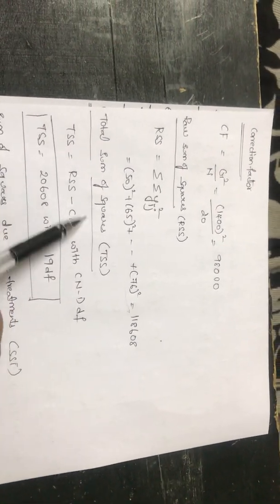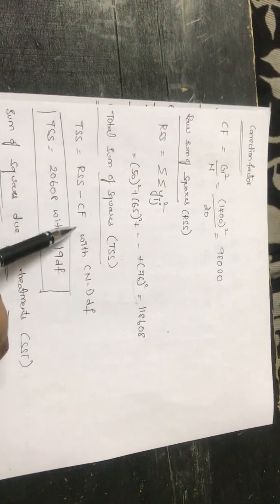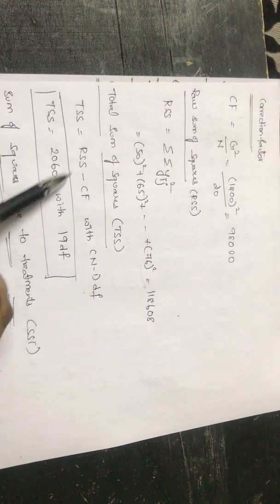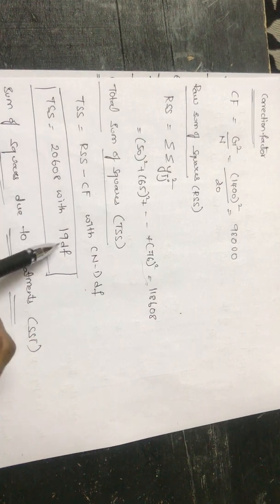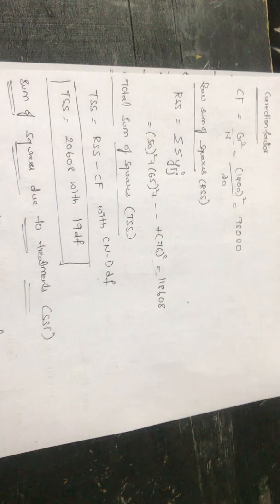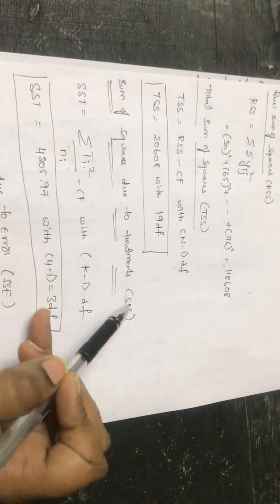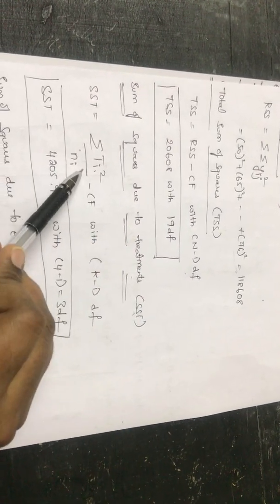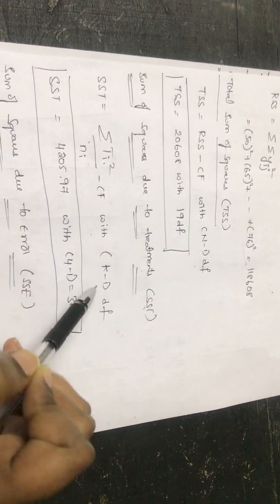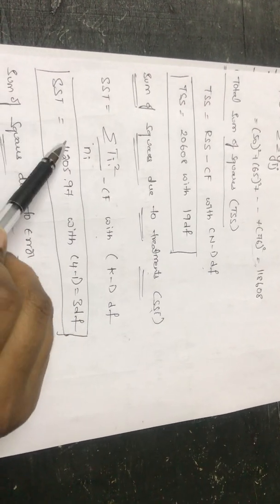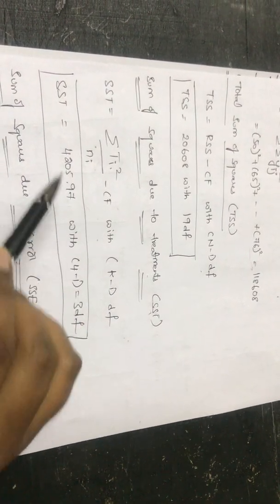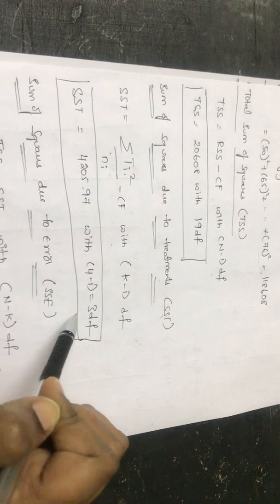After that, calculate the total sum of squares. TSS is equal to RSS minus correction factor, with n minus 1 degrees of freedom. We have calculated TSS and got this value, with n equal to 20 observations, 20 minus 1 is 19 degrees of freedom. Sum of squares due to treatments: SST equal to summation Ti dot square by ni minus correction factor, with k minus 1 degrees of freedom. There are 4 treatments A, B, C, D, so 4 minus 1 is 3 degrees of freedom.